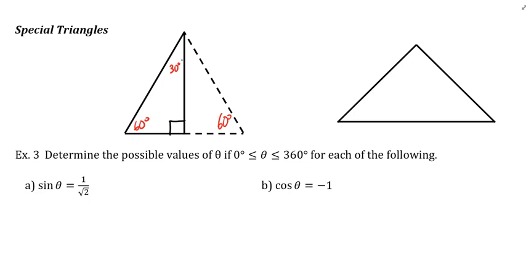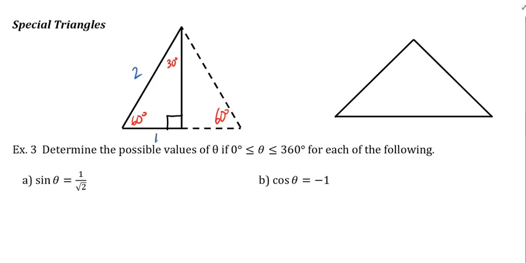I don't know what you remember about special triangles from grade 10, but we label them in terms of a unit, though this could be converted to any number, right? In this case, we're going to call this one 2. So half of that gives me 1. And then I use the Pythagorean theorem. This one works out to be the square root of 3.